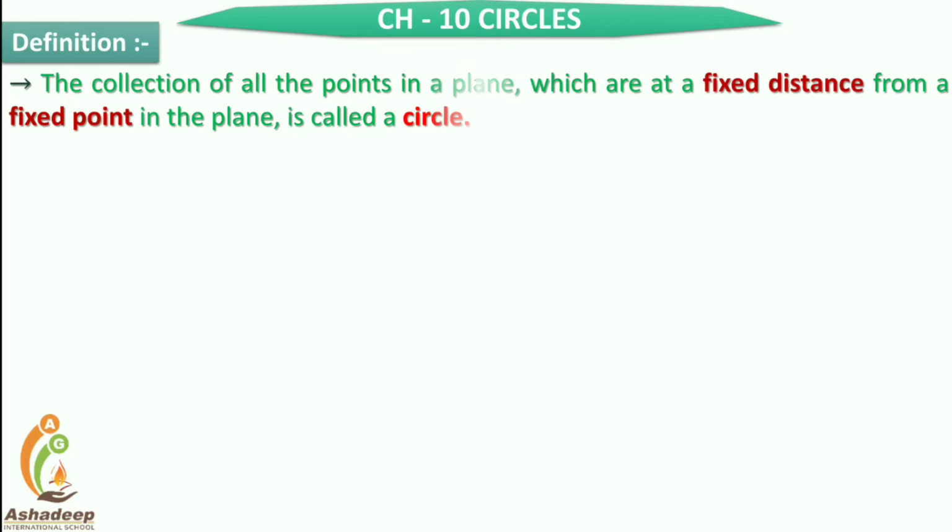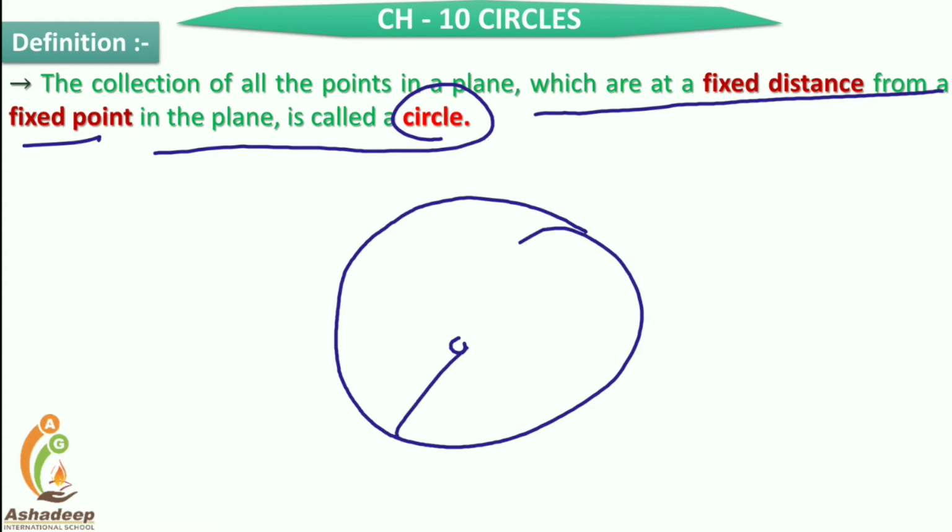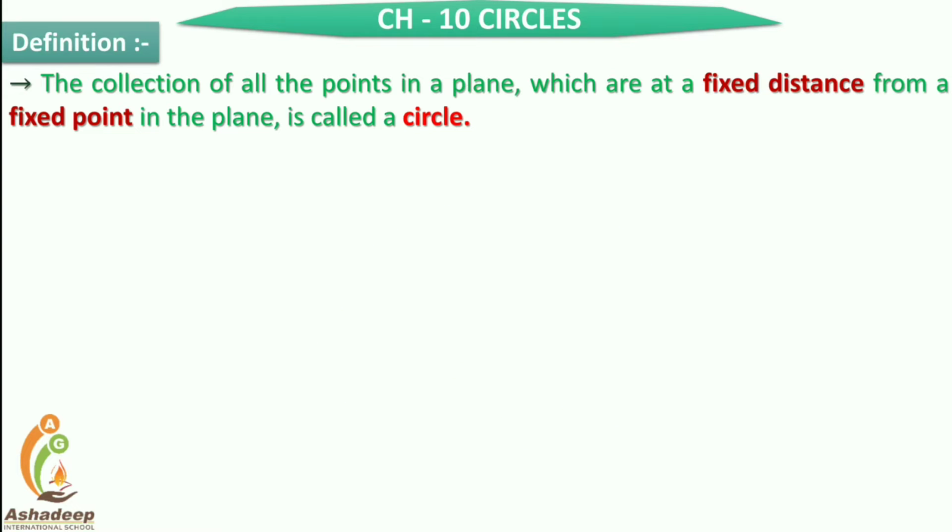Let's start with the definition. The collection of all the points in a plane which are at a fixed distance from a fixed point in the plane is called the circle. That means here there is a point, and all of these points are at a fixed distance from it, so what will we call it? A circle.